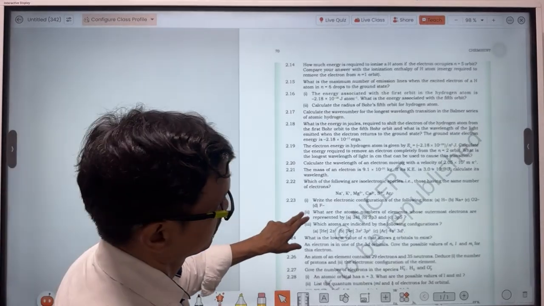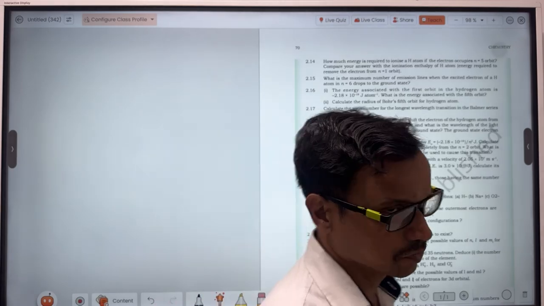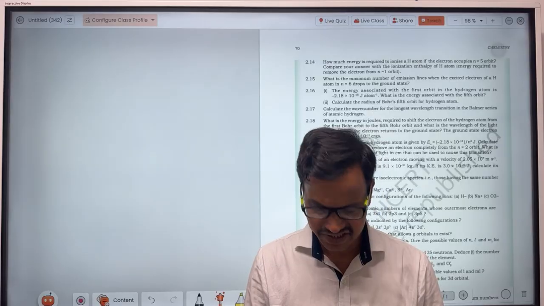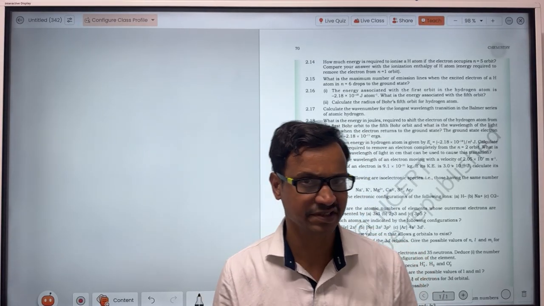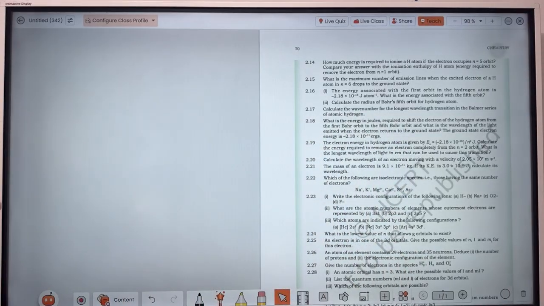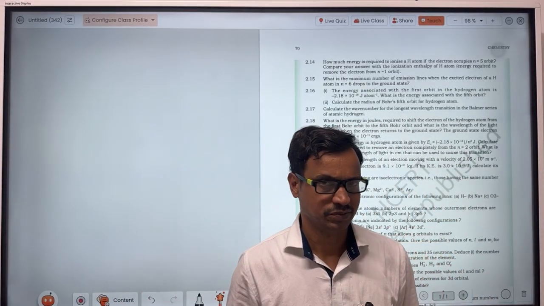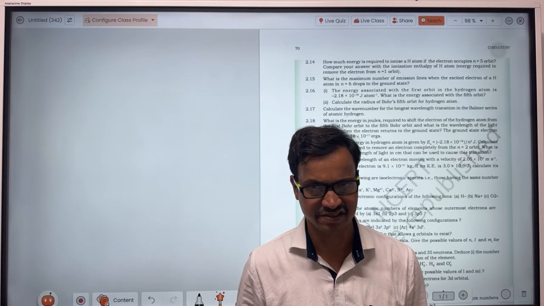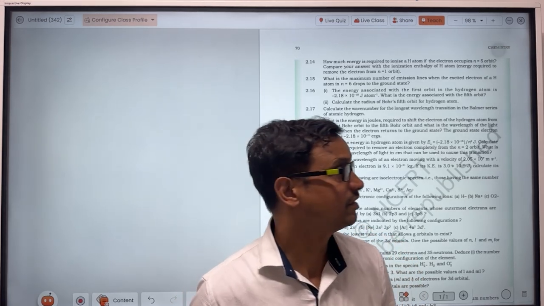Longest wavelength means the energy will be least, and in the Balmer series n equal to 2. That means the electron falls to n equal to 2. The least energy released will be when the electron falls from n equal to 3 to n equal to 2. In that case, the energy of the photon released will be minimum and the wavelength will be maximum. So let's see here.